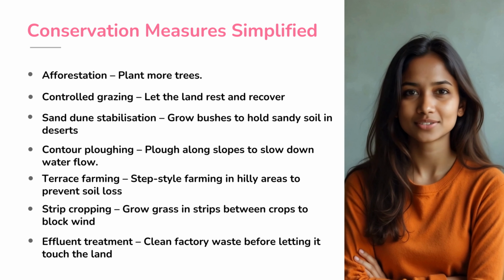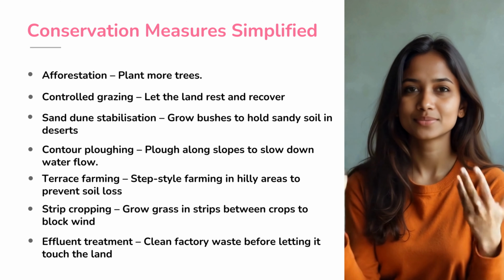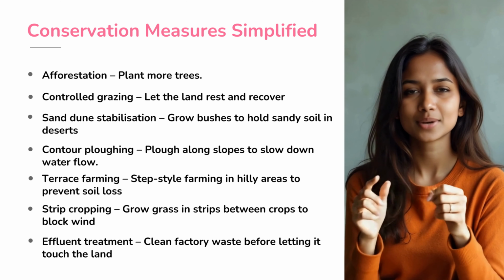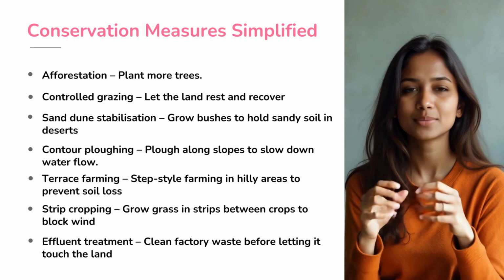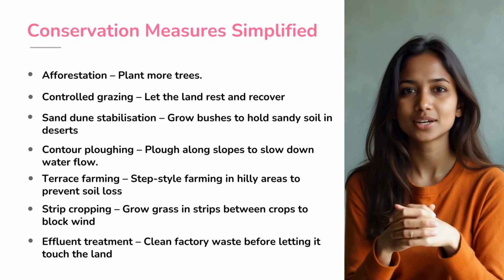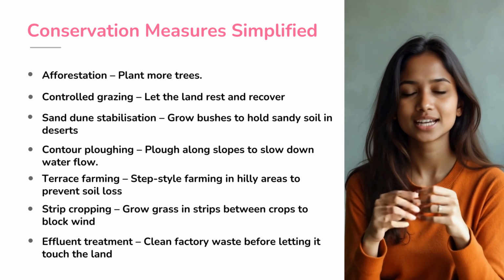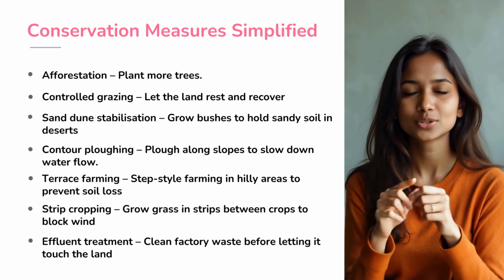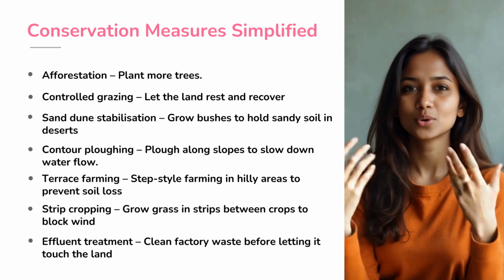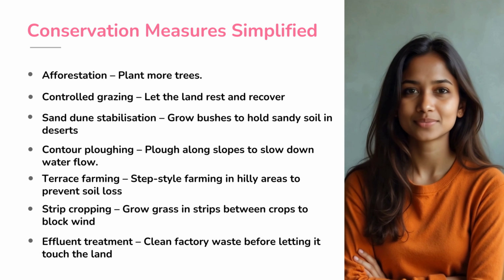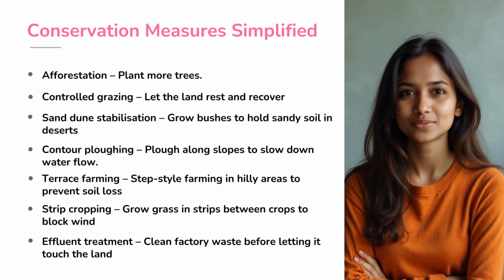Now the big question: how do we fix it? Here are the smart, science-backed strategies. Afforestation: plant more trees. Controlled grazing: let the land rest and recover. Sand dune stabilization: grow bushes to hold sandy soil in deserts. Contour plowing: plow along slopes to slow down water flow.